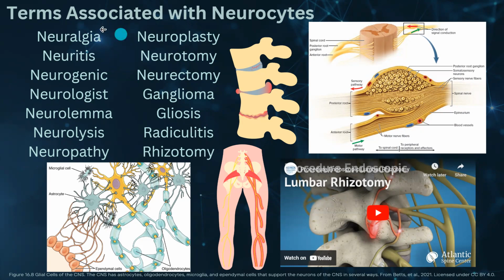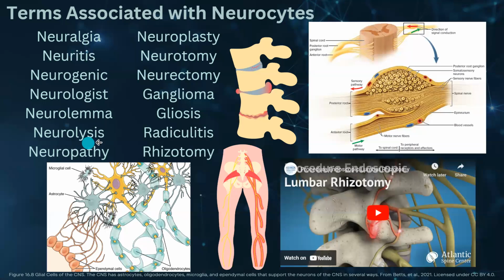Neuralgia is going to be nerve pain. Neuritis is going to be inflammation of a nerve. Neurogenic means being generated, or originating, in our neuron or nervous system. A neurologist is someone who studies nerves. Neurolemma: our suffix lemma is for sheath or covering, and the neurolemma is the outer portion of our nerve, or the covering of a nerve.